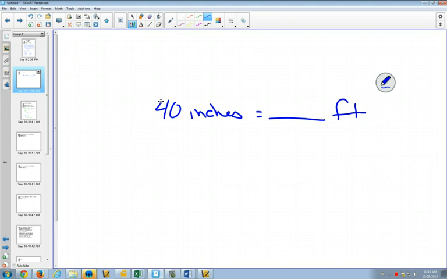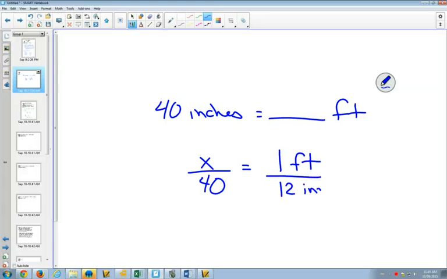So we're going to want to see if we can figure that out. The way that we're going to do that is we're going to set up a proportion with equivalent fractions. What's going to happen is we're going to say, I don't know how many feet that is, but it's going to make a fraction with 40 inches. That's the same as having 1 foot is equal to 12 inches. And then we're going to see if we can figure out what that fraction will be for equivalence. Now I chose 40 because it doesn't work out nicely.